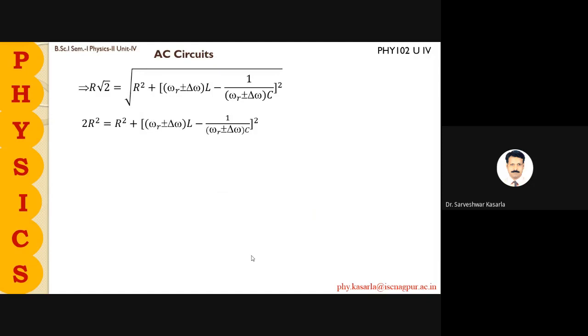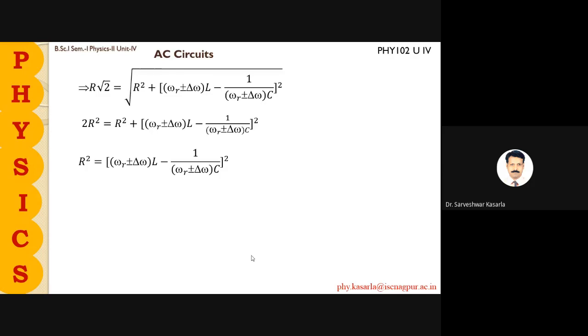Okay. That will give you 2R square is equal to R square plus omega R plus R minus delta omega L minus 1 upon omega R plus R minus delta omega C whole square. Okay. Then further, this 2R square and R square may be adjusted by solving this. If you transfer R square from right hand side to left hand side, that becomes 2R square minus R square is equal to R square only. So that will be like this. The remaining expression will be as it is on the right hand side.